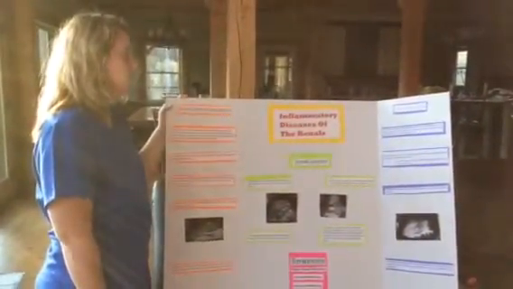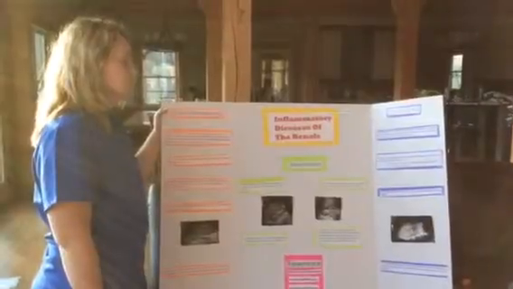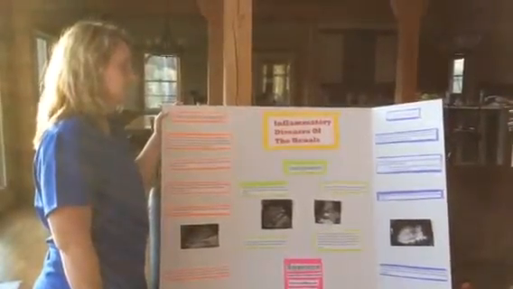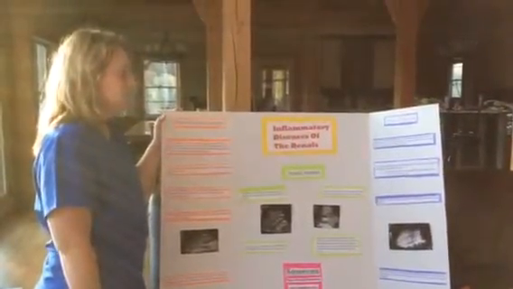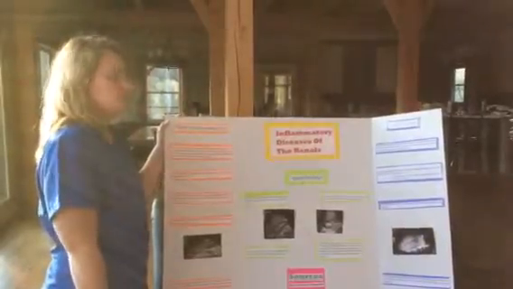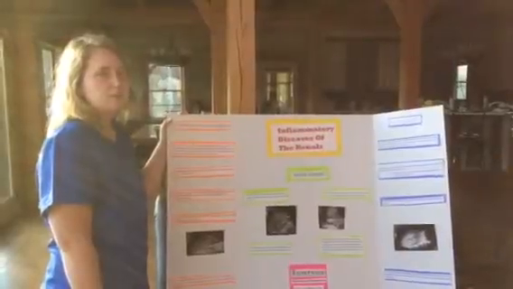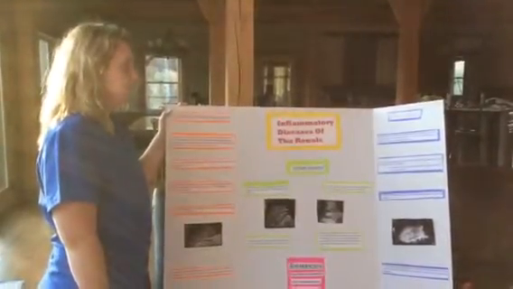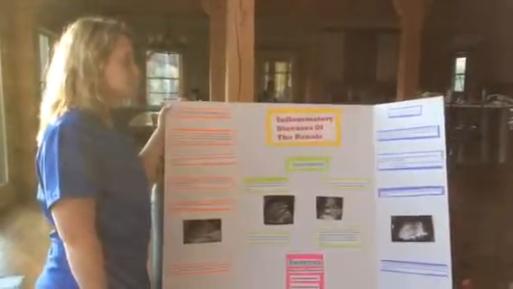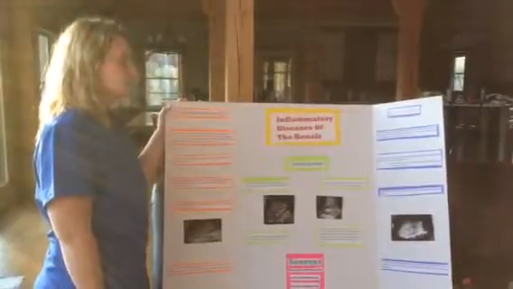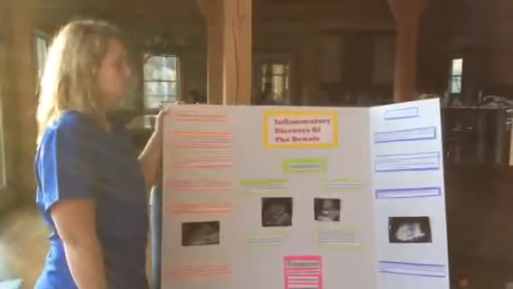The next disease that I'll go over is lupus nephritis. It is an autoimmune disorder associated with lupus erythematosus, which affects the body in many different ways. Lupus erythematosus can affect many organs in the body, but in 50% of cases it affects the kidneys. Lupus nephritis is most commonly found in women between the ages of 20 and 40 years of age.